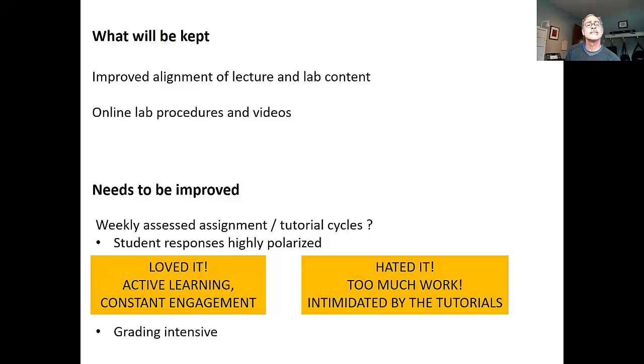Another thing just to be mentioned is that this was very labor intensive. The grading was very intensive with these weekly cycles. So we will have to come up with a different grading scheme or significantly scale back in what we're doing.